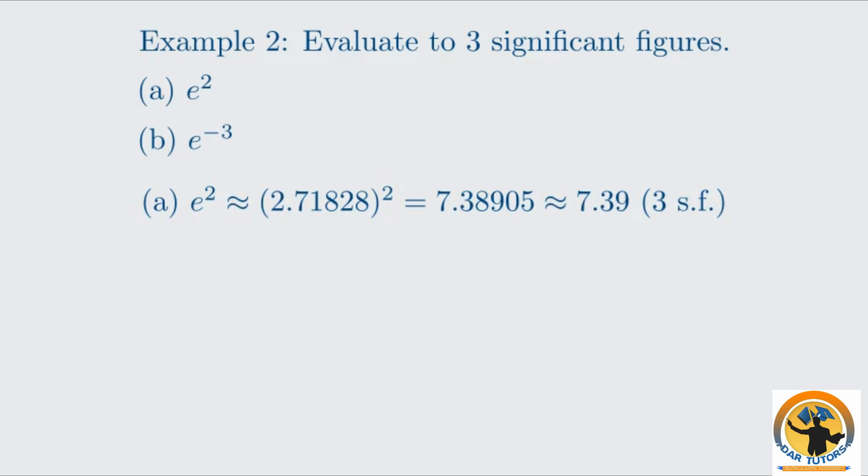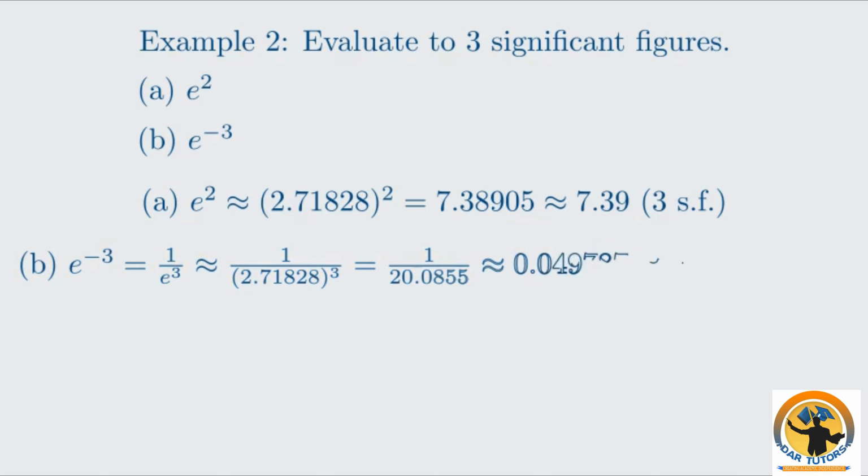Next, e to the power of negative 3. Remember that a negative exponent means we take the reciprocal. So e^-3 is the same as 1 over e cubed. This is approximately 0.04978. Rounded to 3 significant figures, this is 0.0498. So we've now seen how to evaluate expressions involving e using a calculator and how to round them to the required number of significant figures.